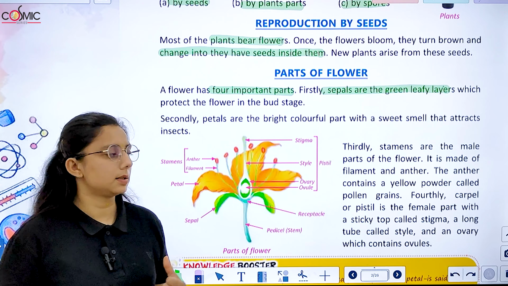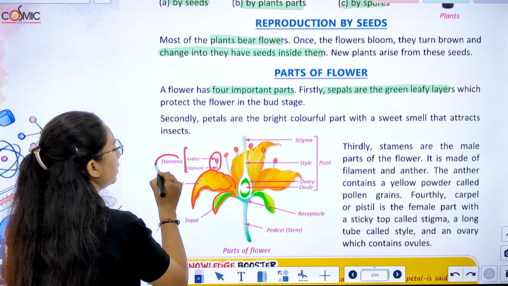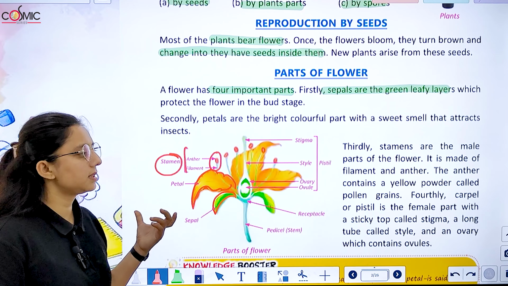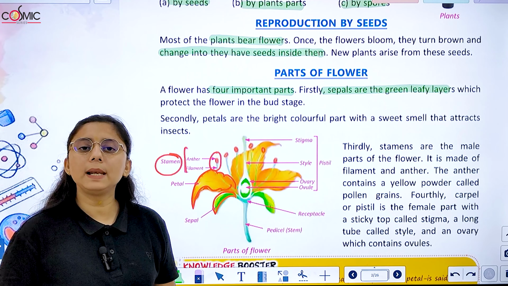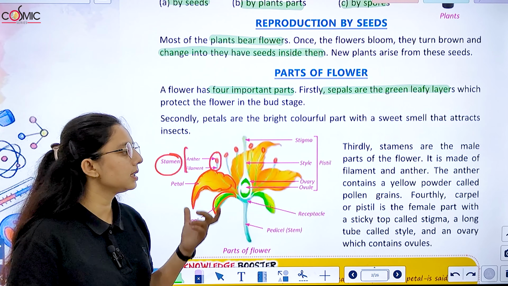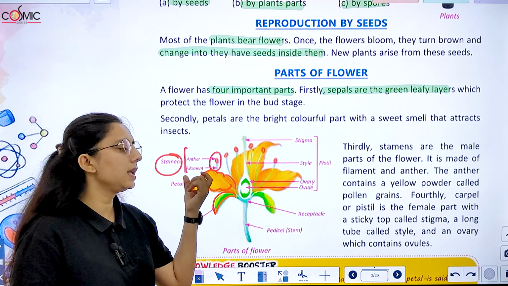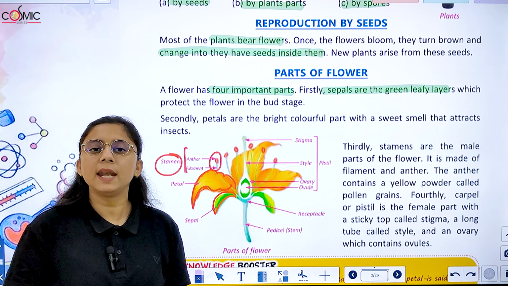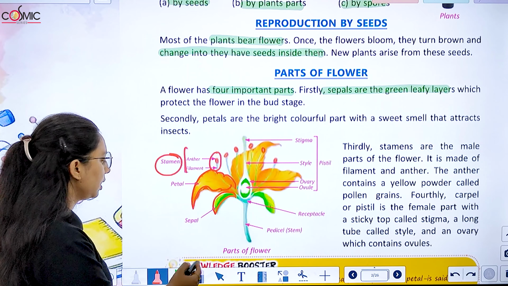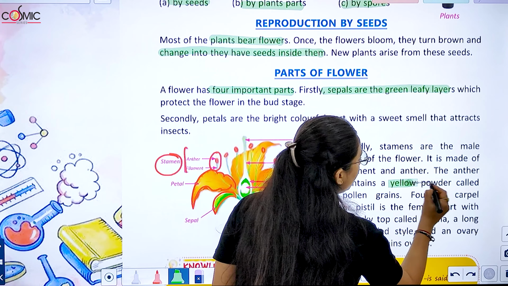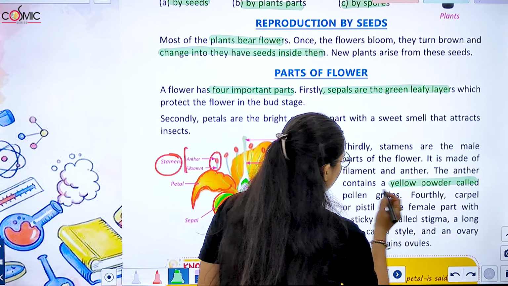Anther and filament are entirely called your stamens. Stamens are the male part of the flower. What are stamens called? They are the male part of the flower, and they are made up of anther and filament. What does an anther contain? An anther contains yellow powder called pollen grains. So the yellow powder contains pollen grains.